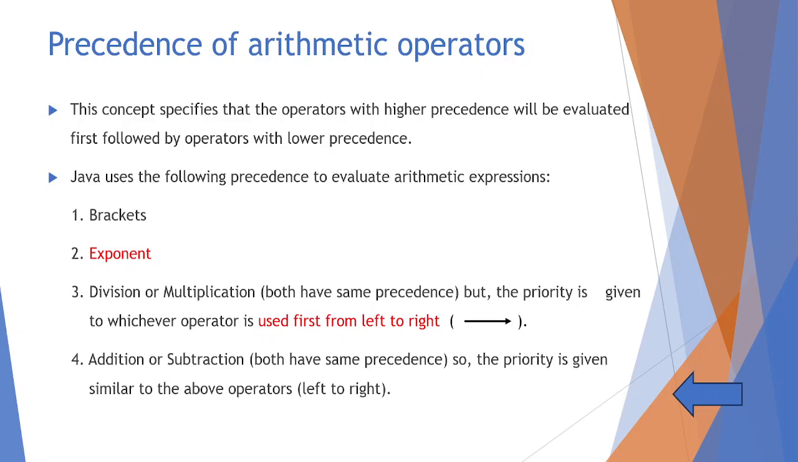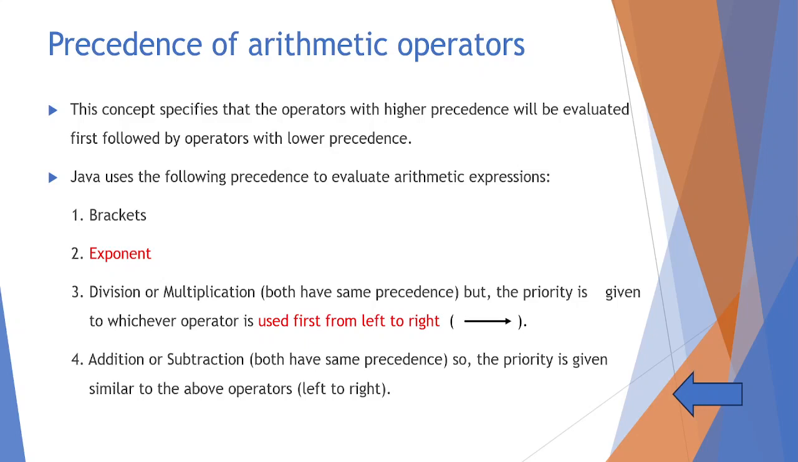lower precedence. For example, arithmetic expressions. Every one of you knows BODMAS. Brackets, of, and in Java we use exponent. Brackets has the highest precedence, priority. Then exponent. Then division, multiplication, both of them have the same precedence. But the priority is given to whichever operator is used first in the expression, that too from left to right.